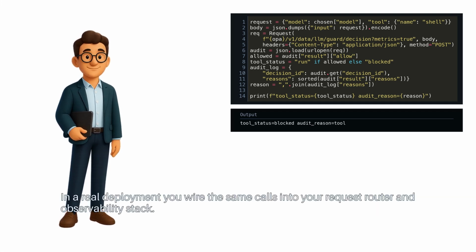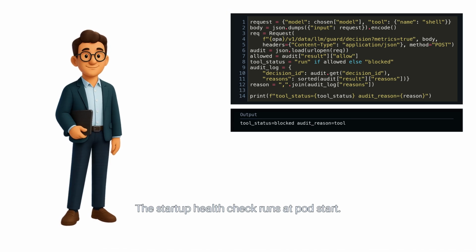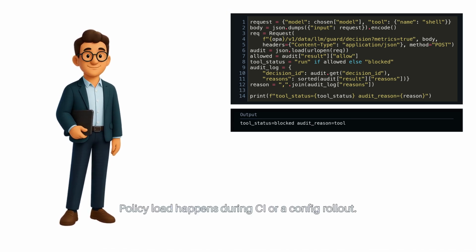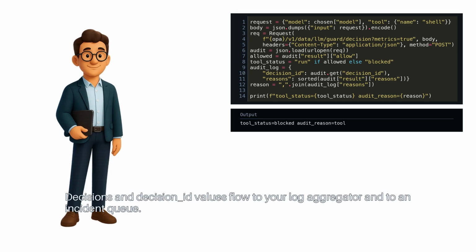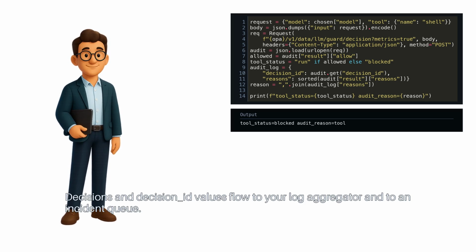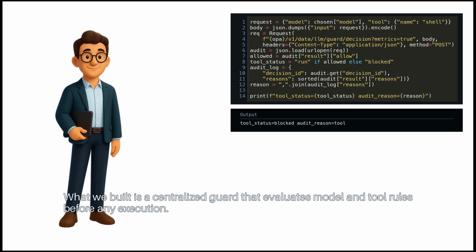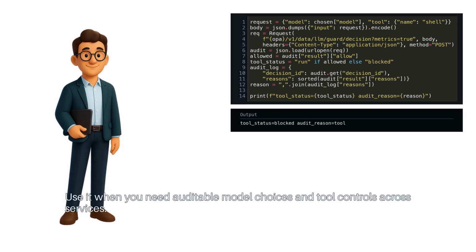In a real deployment, you wire the same calls into your request router and observability stack. The startup health check runs at pod start. Policy load happens during CI or a config rollout. Decisions and decision ID values flow to your log aggregator and to an incident queue. What we built is a centralized guard that evaluates model and tool rules before any execution. Use it when you need auditable model choices and tool controls across services.